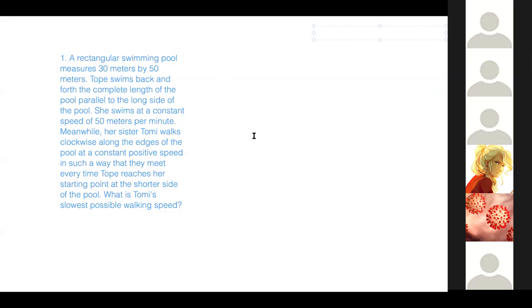Okay, good. 80 meters per minute is right. Ishan, can you explain? So it says Taupe. It's a 50 by 30 meter pool. Taupe swims back and forth on the long side of the pool, which means he swims 100 meters.